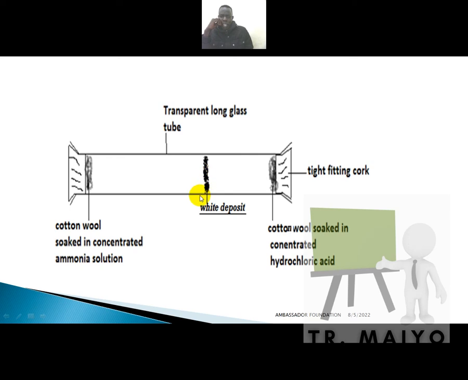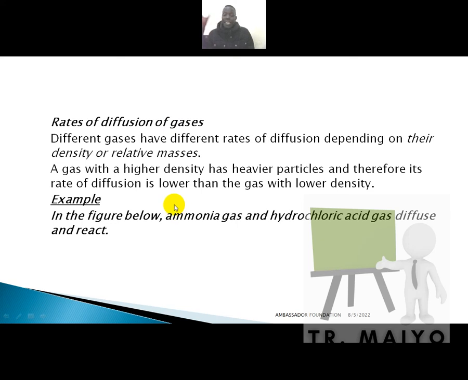Just look at this. When ammonia and hydrogen chloride gas, or hydrochloric acid gas, meet, they react and form a white deposit. This white deposit is called ammonium chloride. Later on, when you learn about chemical formulas or compounds reacting, you will know it is called ammonium chloride. Now look at this. It is formed near the hydrogen chloride gas. Why? It is the one that diffuses slowly because it is denser than ammonia.